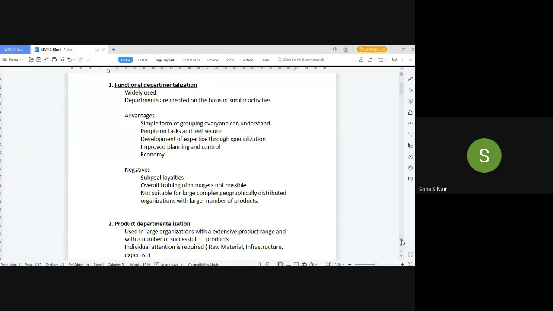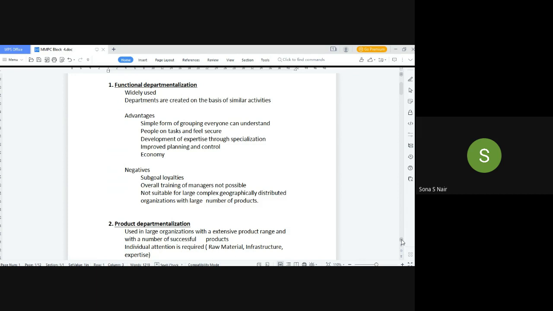It is the most widely used departmentalization method, and the advantages are, as we said, it is a simple form of grouping because everyone can understand that if we are doing similar work, we are sitting together in one department. People feel secure because they know what exactly work is happening in the department, and they can also ask for help from each other because it is the same kind of work that everyone else is also doing. Development of expertise is there. You can plan your work and control your work and save money on it because you are doing similar kinds of activities and helping each other out.